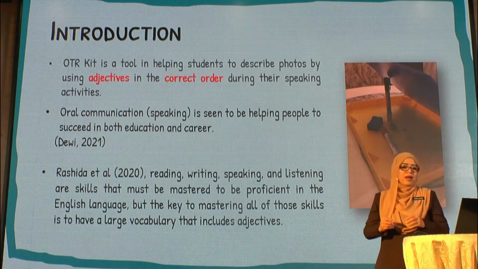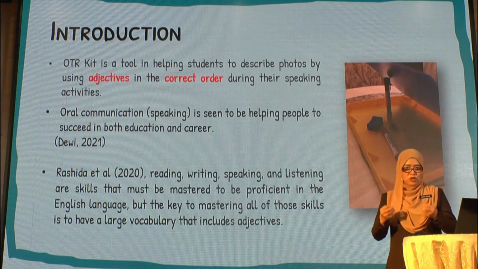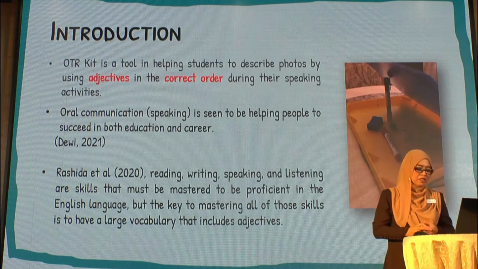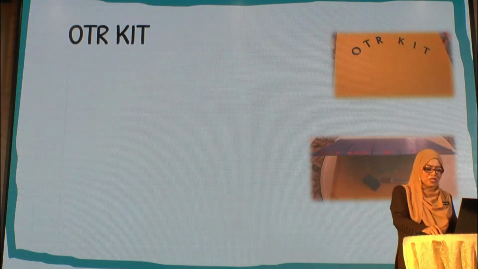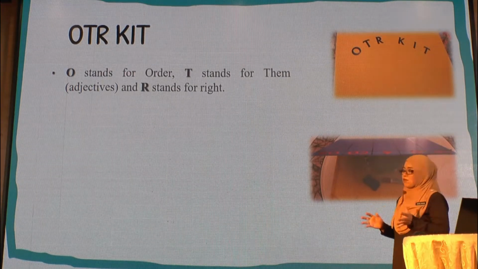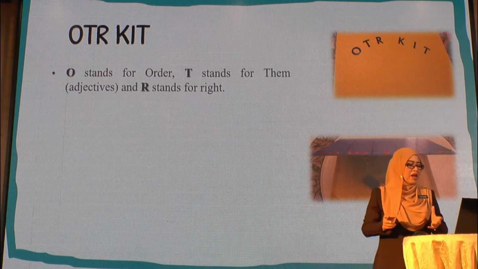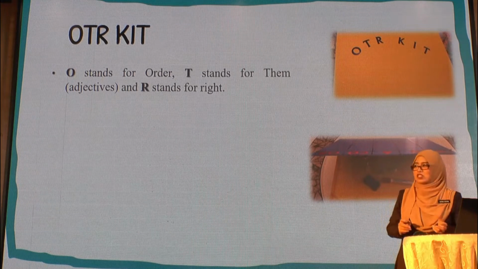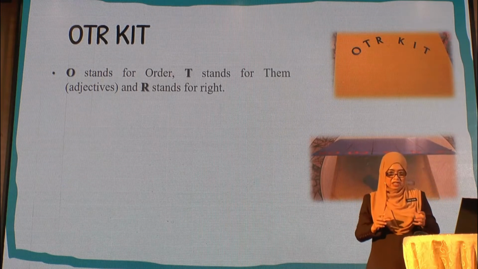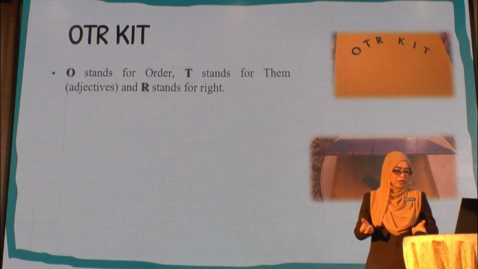So this is where I innovate this kit to help my students to have a large vocabulary so that they are able to describe the photos for the speaking activities. Now let us look at what OTR stands for. O stands for order, T stands for them, which is the adjective, and R stands for right. So the idea is to get my students to arrange the adjectives while they are describing the photos, and to arrange them in the correct order.